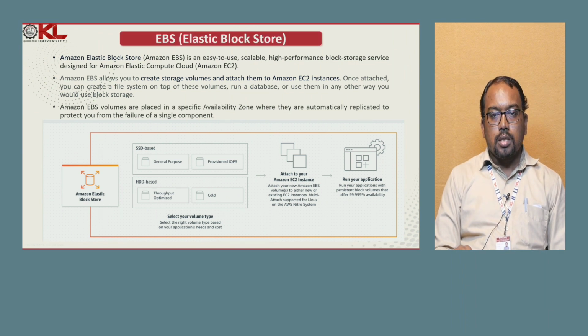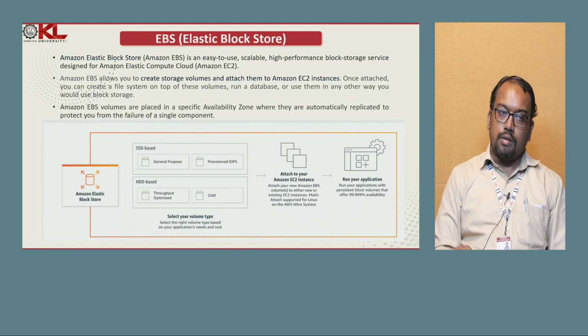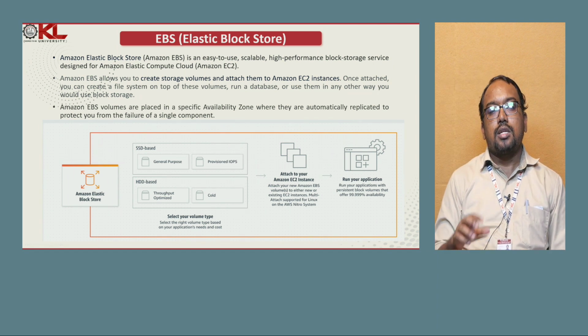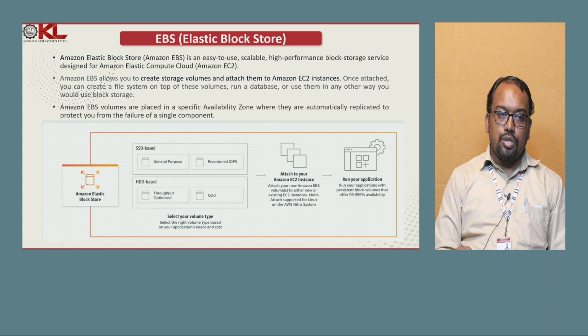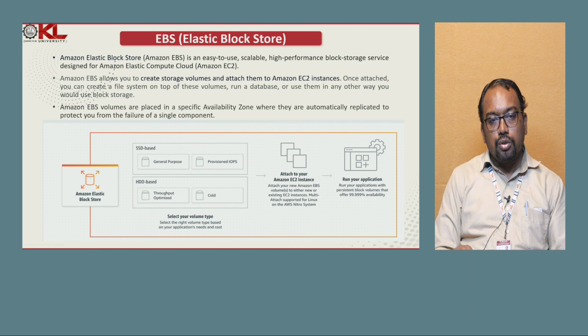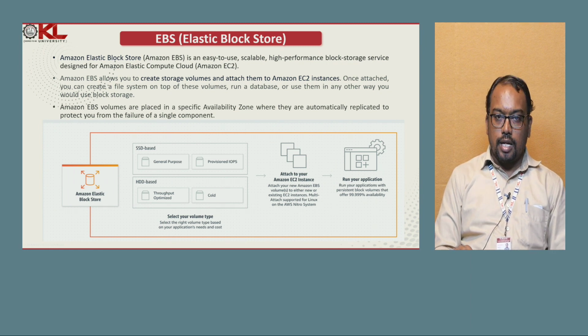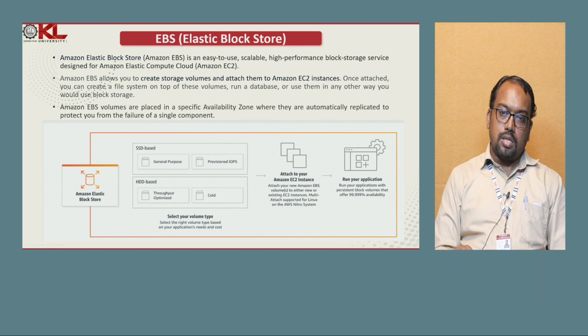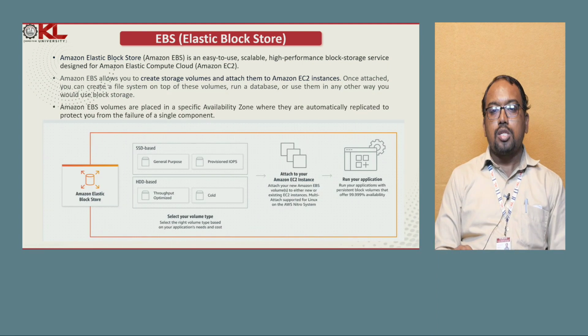What is EBS, Elastic Block Store? In AWS, Amazon Elastic Block Store is an easy to use, scalable, high performance block storage service designed for EC2. Okay, what is EC2? Again, it is just a storage process where the data will be stored in the cloud in the Amazon Web Services. Amazon EBS allows you to create storage volumes and attach them to an AWS EC2 instance. Once attached, you can create a file system on top of the volume, run a database, or use them in any other way you would like to use block storage.